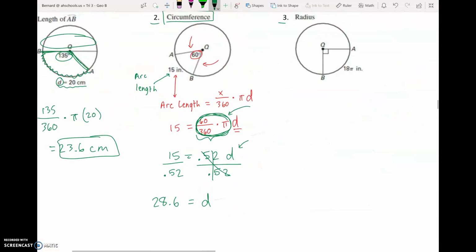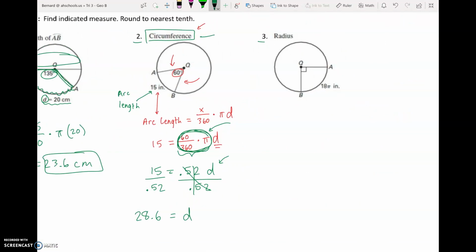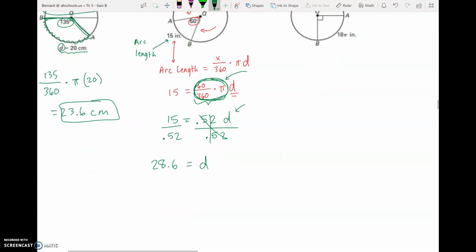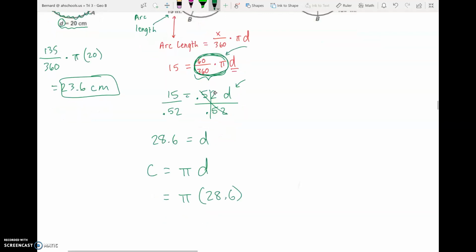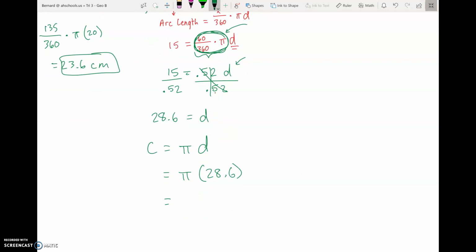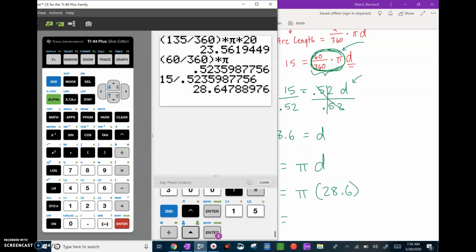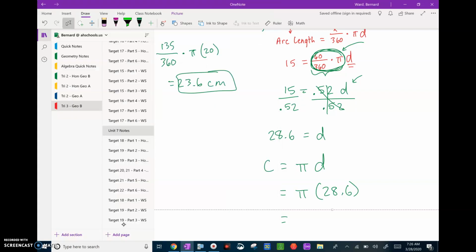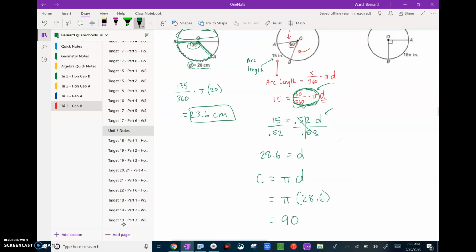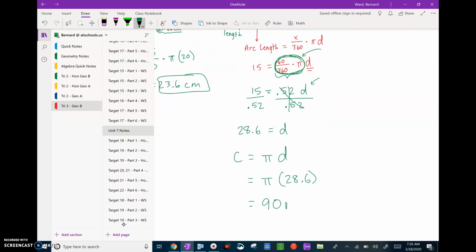Now remember, I don't want my diameter. I want circumference. And so once I get my diameter, circumference equals pi times diameter. And so my circumference will be pi times 28.6. So I'll go back to my calculator, and I'll take my 28.6, and it's already loaded there, so I'll just hit times, and then I'll times by pi, and we get 90 for the circumference. And that is 90 inches in this problem, 90 inches.